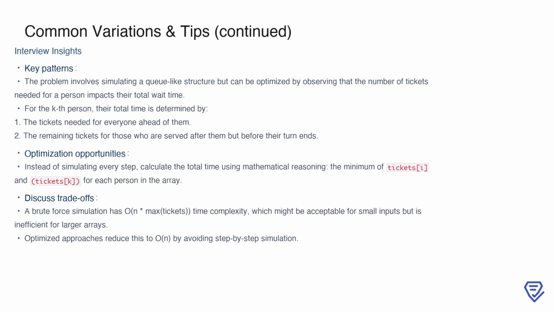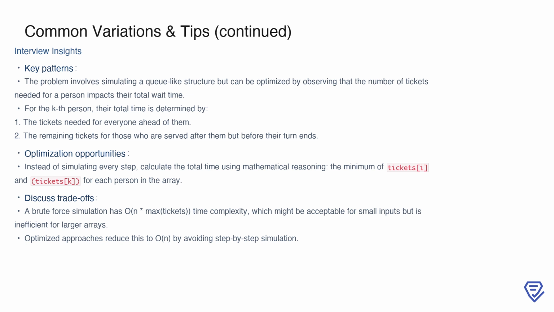An important optimization opportunity lies in avoiding a step-by-step simulation. Instead, calculate the total time using a mathematical approach. For each person in the array, you can take the minimum of their ticket count and the tickets required by the KTH person to determine their contribution to the total time.